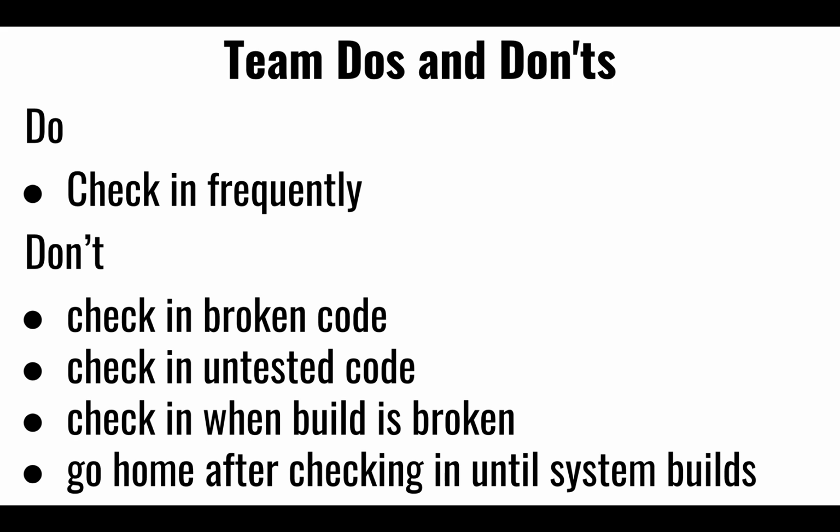That we don't check in broken code. That we run all the tests locally. That we don't check in something that breaks the build. And if you check in something, you should wait until the whole process goes through, right, and makes it into QA or the next environment. We don't just go home without caring what the build does.